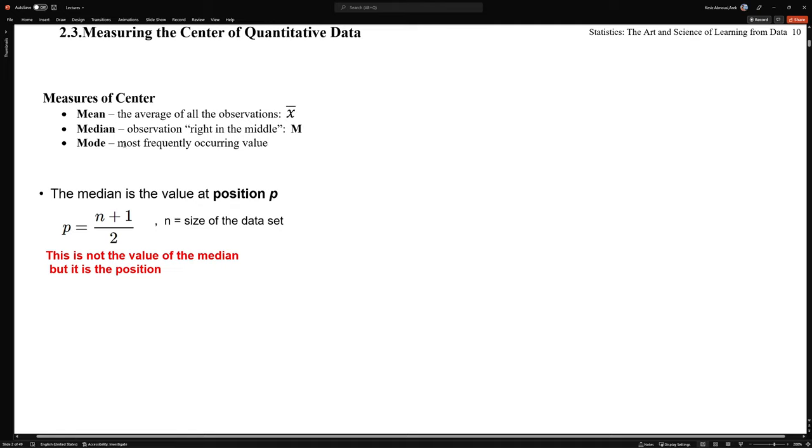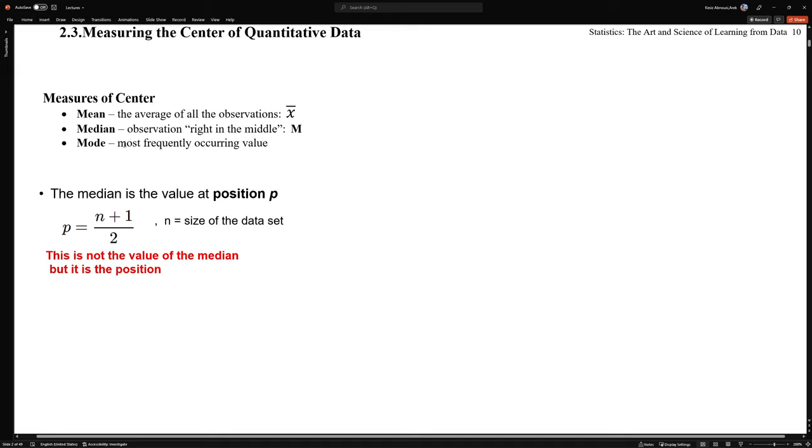Then we have the mode, which is the value that appeared most frequently. For example, if three observations had a value of 3 and all the other observations had a value of 1, then the mode will be equal to 3, because it was the most frequently occurring value, the number 3.